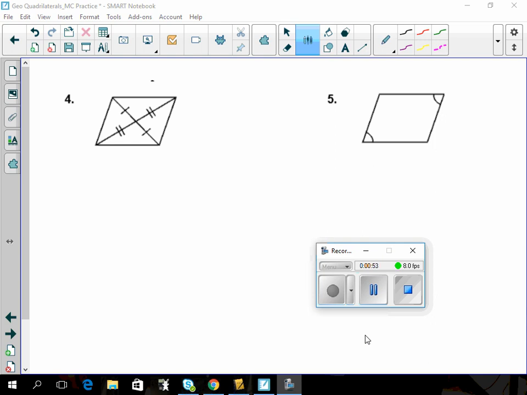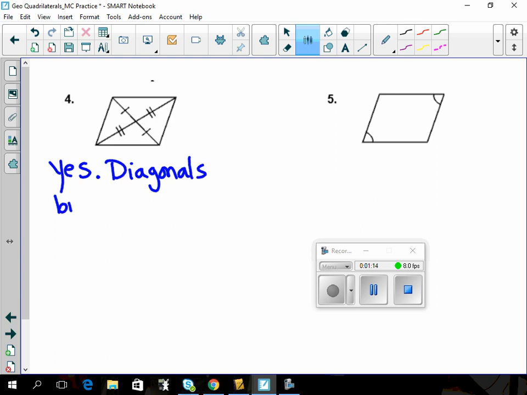So if we look at those bullet points and we look at problem number 4, could it be a parallelogram, yes or no? Yes. It definitely could be a parallelogram. And what is the justification for why? Right. The diagonals cut each other in half, and so I believe what we wrote in our notes is that the diagonals bisect each other. Okay? So that's exactly right.